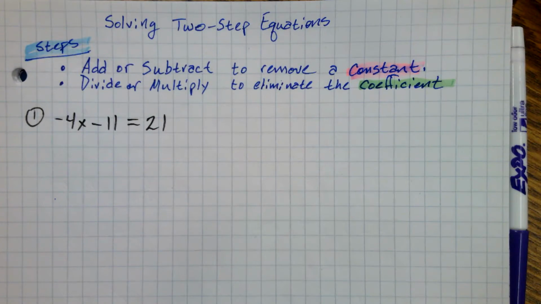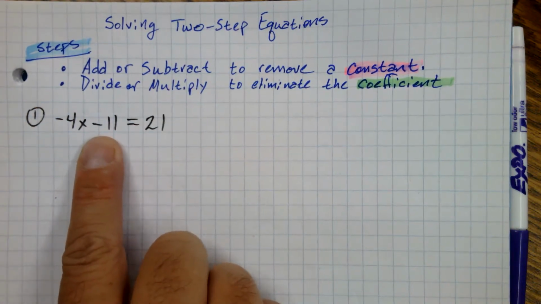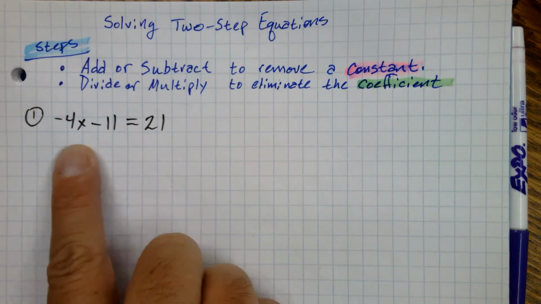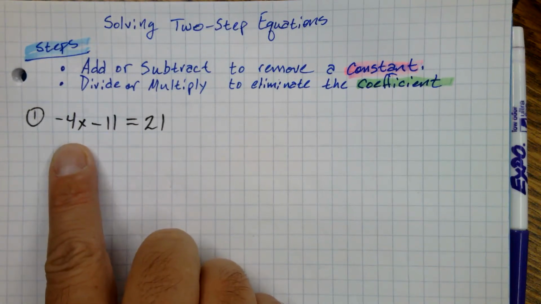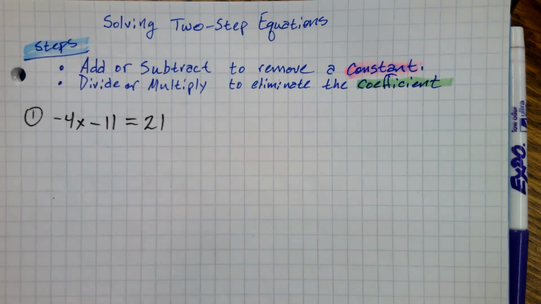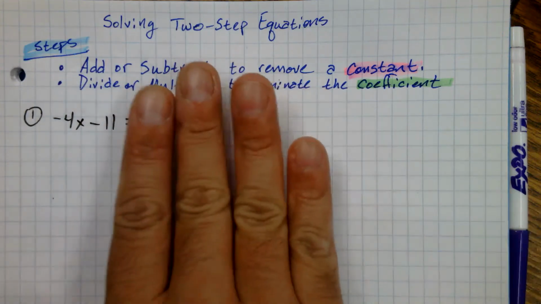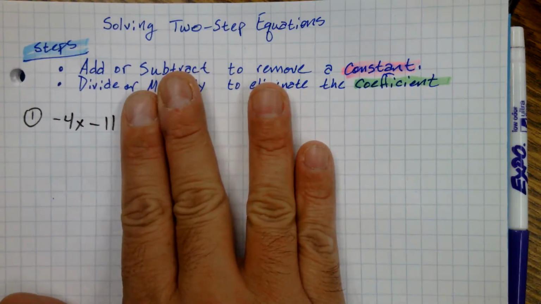This is a two-step equation. Okay? It doesn't just have one operation. It's not just a multiplication or a division or adding or subtracting. It's got both. It's got subtraction, minus 11. And it's got multiplication, negative 4 times x. So we need to start with the first thing. We need to identify the constant and the coefficient. Okay? We won't do this on every one, but we'll start with this one. So eliminating the part that says equals a number.